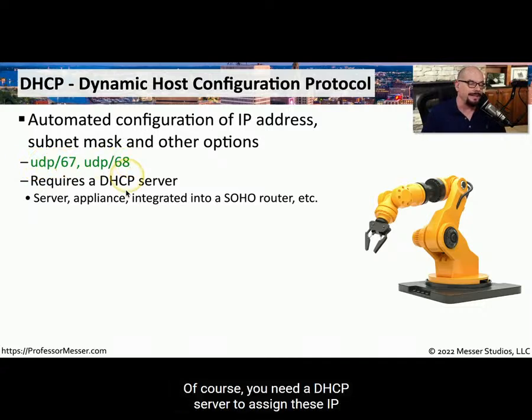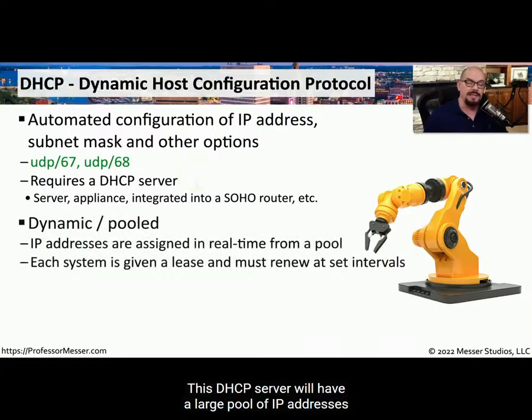Of course, you need a DHCP server to assign these IP addresses to devices on your network. That functionality is commonly built into the routers and wireless access points that we use these days. This DHCP server will have a large pool of IP addresses that can then be assigned to devices on your network. All of these IP addresses are assigned in real time. So when you start up your computer, it queries the DHCP server, and the DHCP server assigns your device all of your IP configuration details.